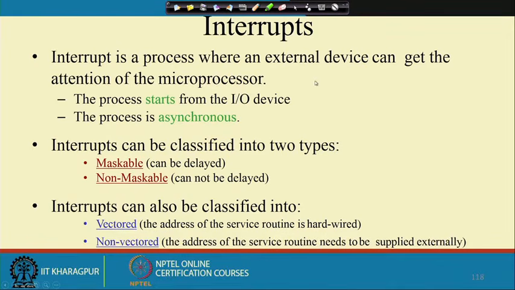Next, we will be looking into another very important concept, which is known as interrupt. Interrupt is a process where an external device can get the attention of the microprocessor. In our day to day life also interrupt is very common. Suppose we are sitting in a room and reading a book, and then all of a sudden the doorbell rings. So, we have to go and give attention to why the doorbell has rung, whether somebody has come or not.